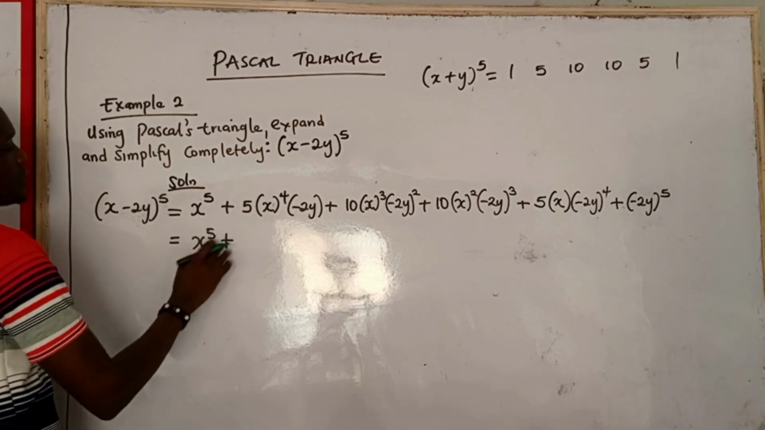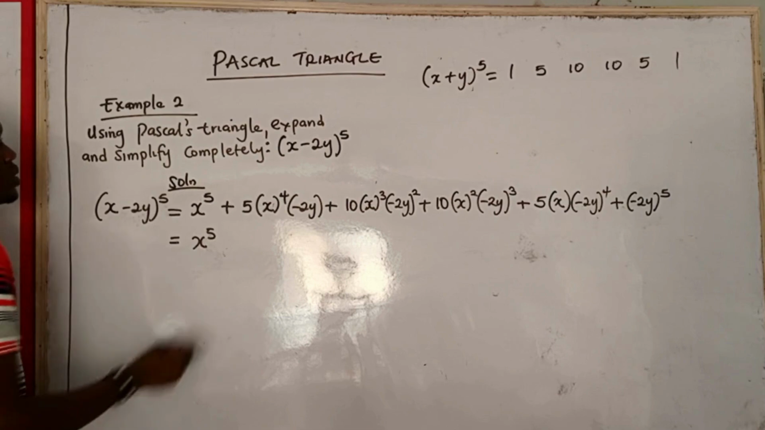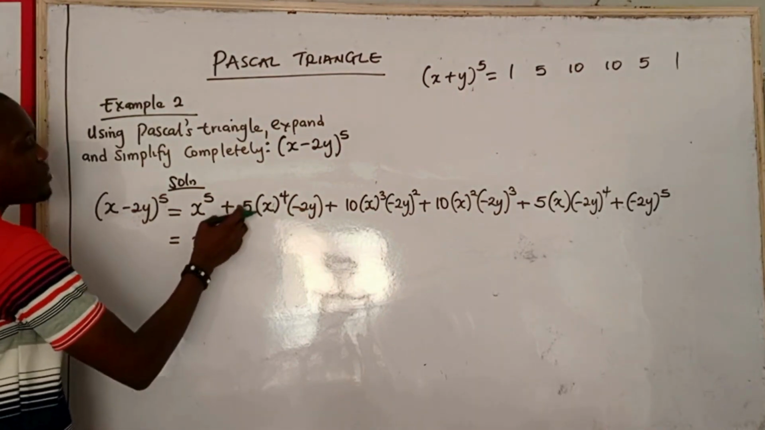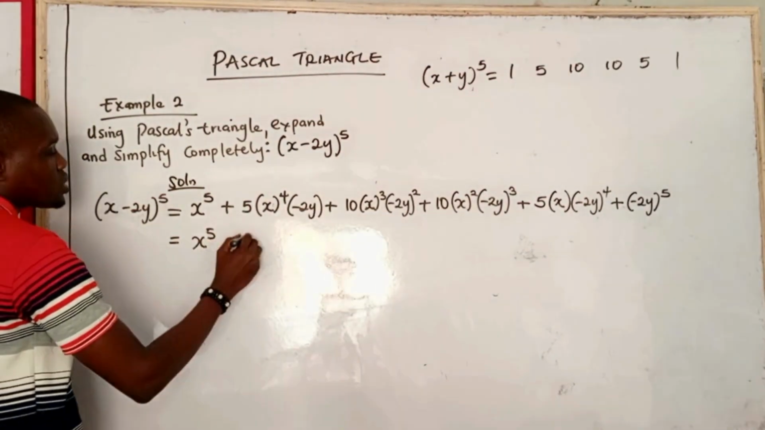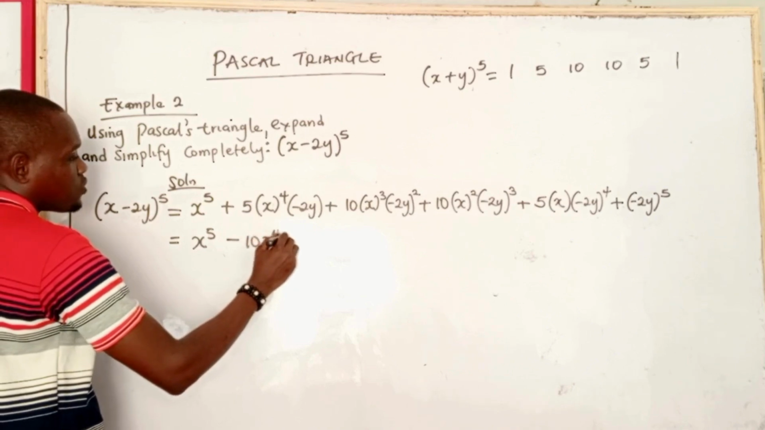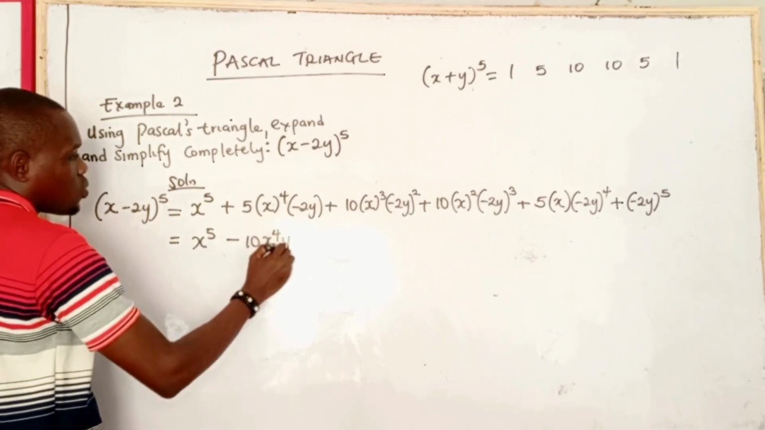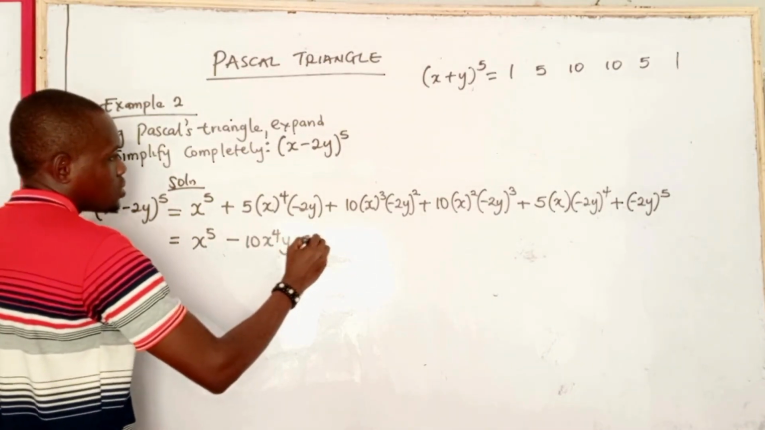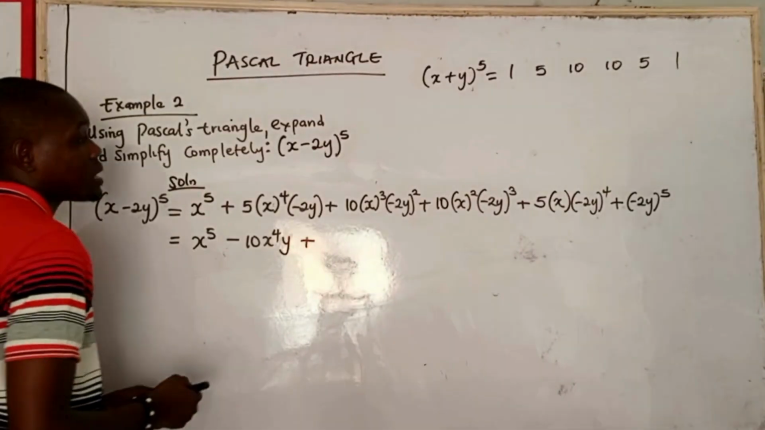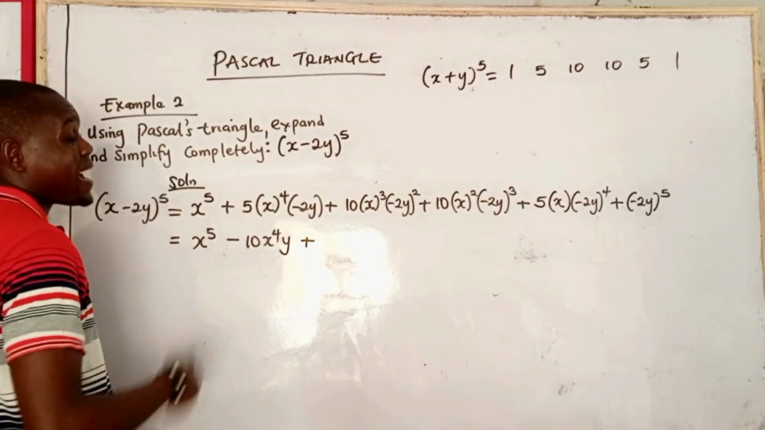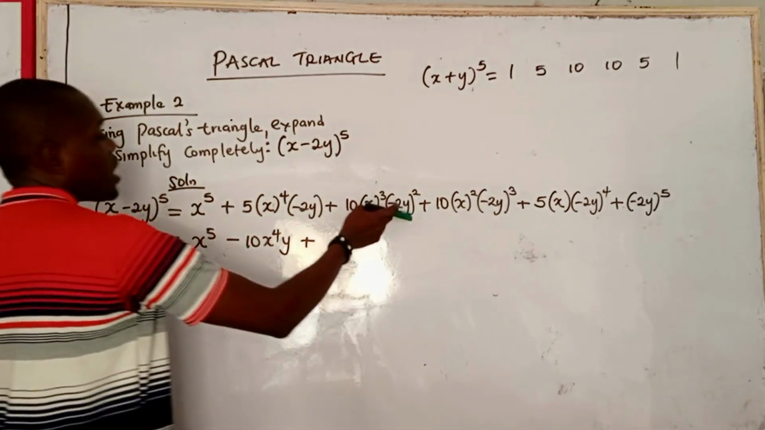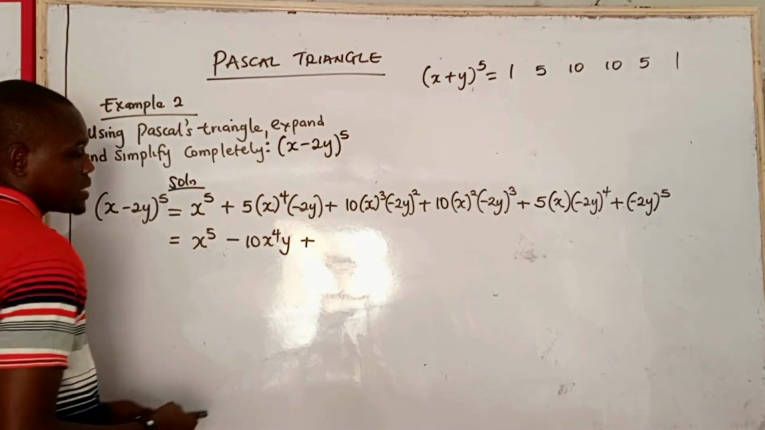Now, if you look at this place, x raised to the power of 4 times (minus 2y). So 5 times minus 2y will give us minus 10. We are going to have x raised to the power of 4, and then y. Then we'll come here. What we have here is plus. Then (minus 2y) squared means minus 2y times minus 2y. So minus times minus is plus. So definitely we are going to have 4y squared there.